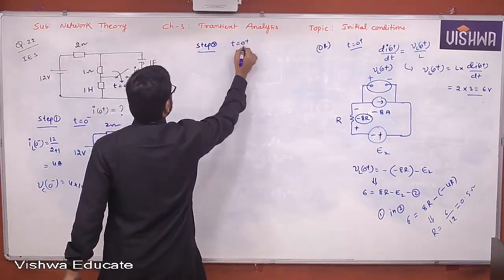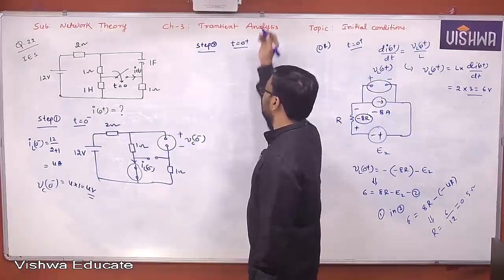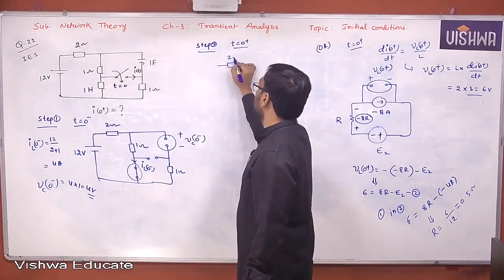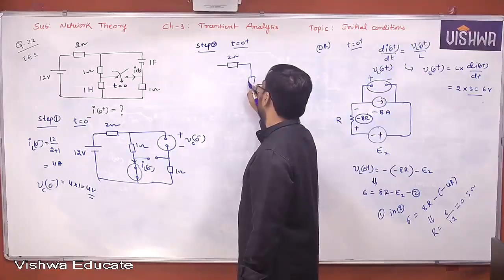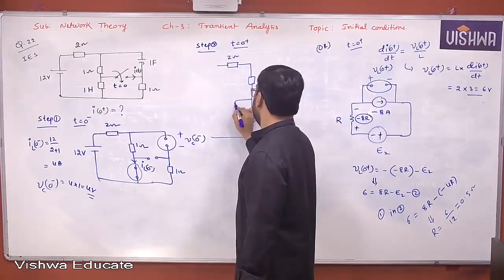Construct t equal to 0 plus equivalent. How does it look like? Network looks like this. Look at this, all of you. This is a 2 ohm resistor. This is 1 ohm resistor. The inductor is acting like a current source. It is replaced by that now at t equal to 0 plus.